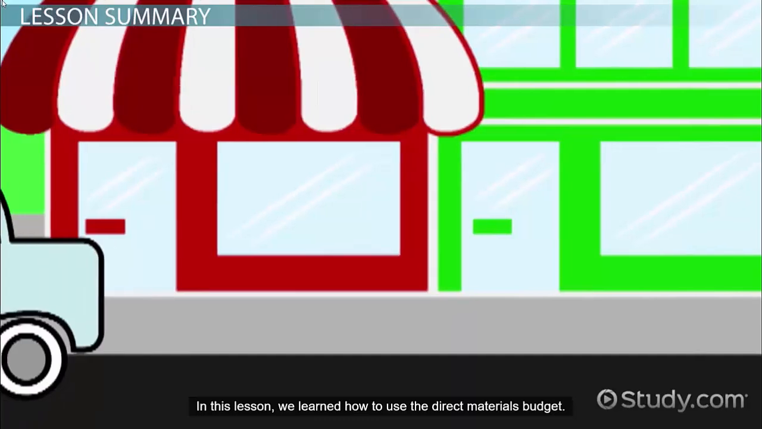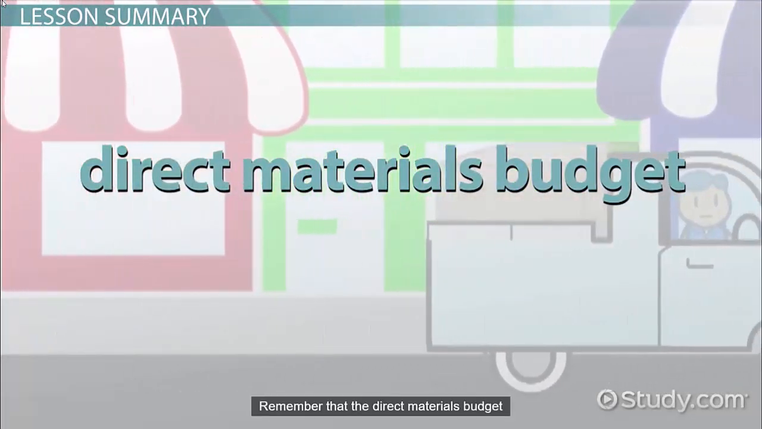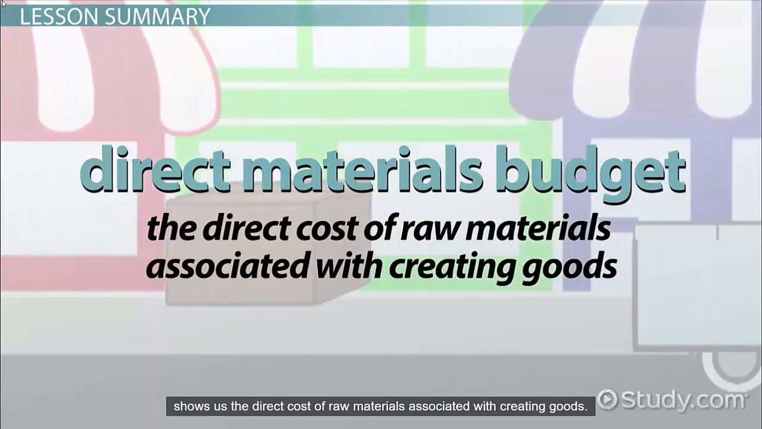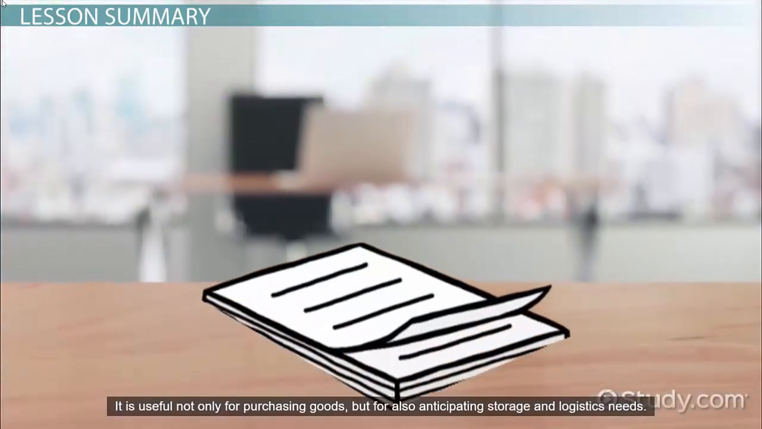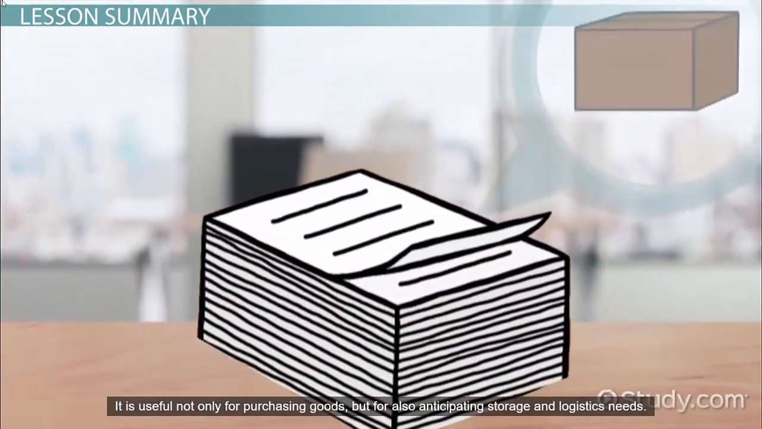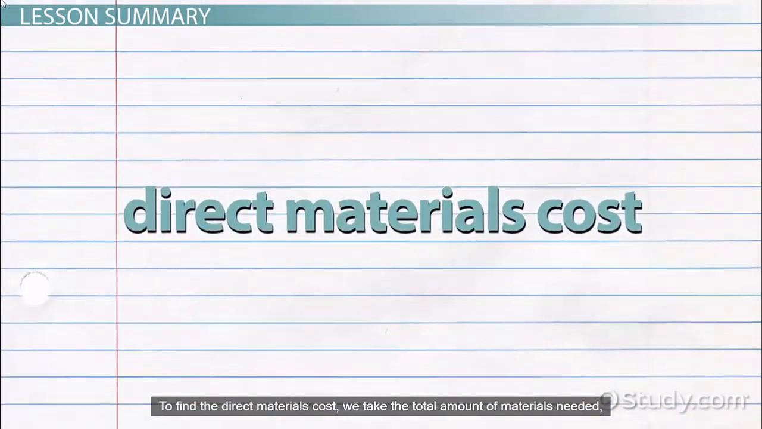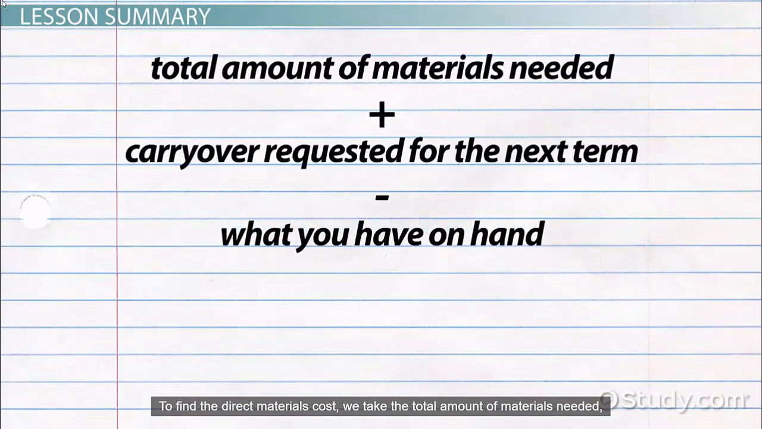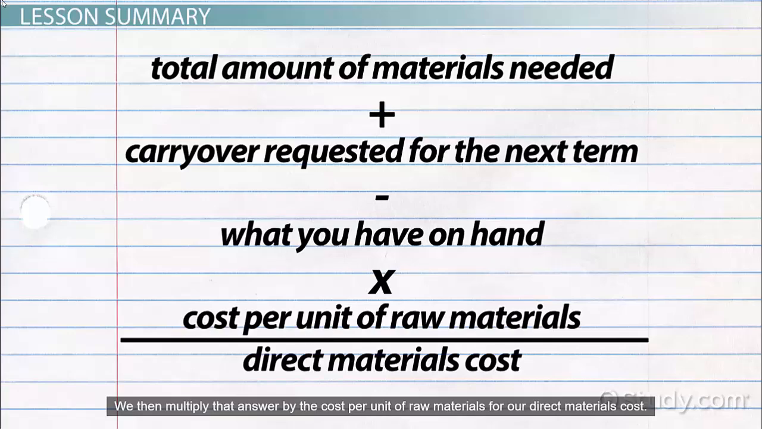In this lesson, we learned how to use the direct materials budget. Remember that the direct materials budget shows us the direct cost of raw materials associated with creating goods. It is useful not only for purchasing goods, but also for anticipating storage and logistics needs. To find the direct materials cost, we take the total amount of materials needed, add any carryover requested for the next term, and subtract what we already have on hand. We then multiply that answer by the cost per unit of raw materials for our direct materials cost.